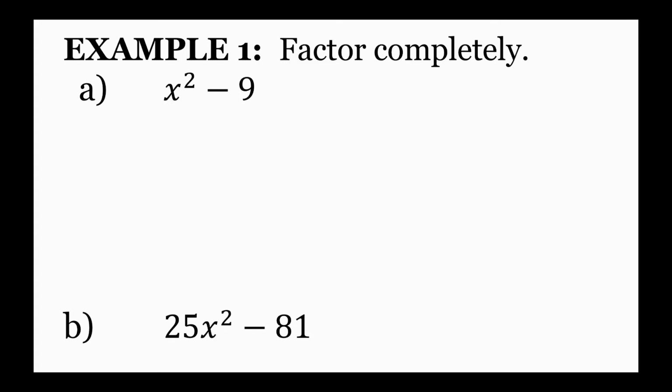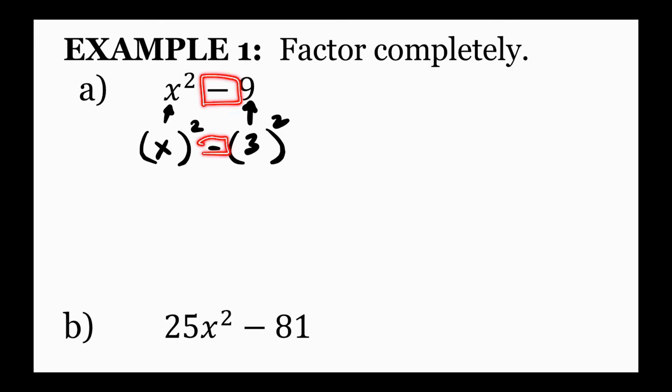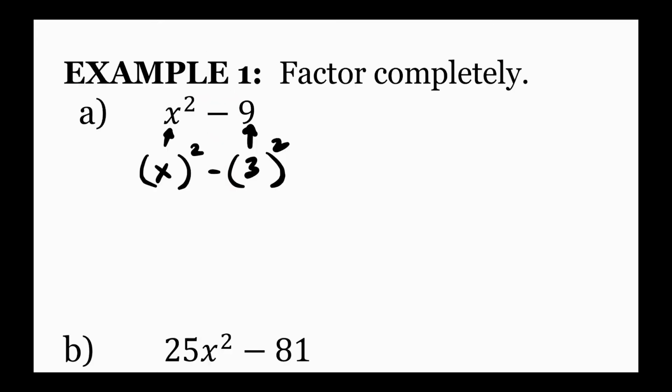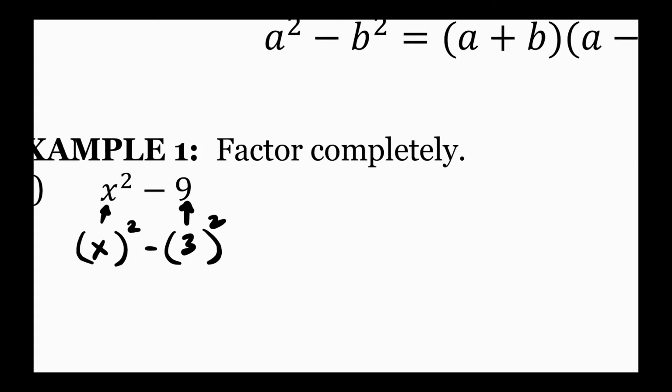So how do we know if it's difference of squares? Well, if I square something, will it give me x squared? What times itself makes x squared? X, right? X times itself. That's what it means. How about 9? Is there something times itself that makes 9? If that happens and there's a subtraction sign in the middle, we have difference of squares. Okay, so what does that mean? That means we can use this shortcut.